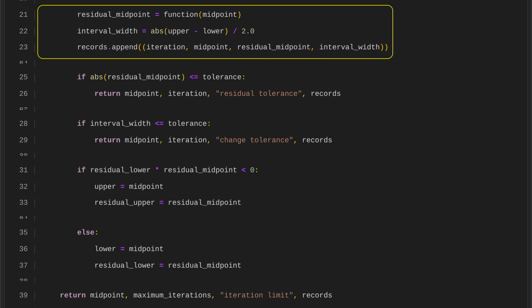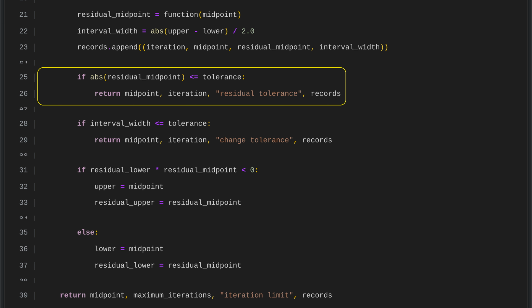In each bisection iteration, the code evaluates the function at the midpoint to measure the residual and see how close the guess is to a root. It also computes half the distance between the current bounds to track how narrow the interval has become. These values, along with the iteration number and midpoint, are stored as a record for later review or debugging.